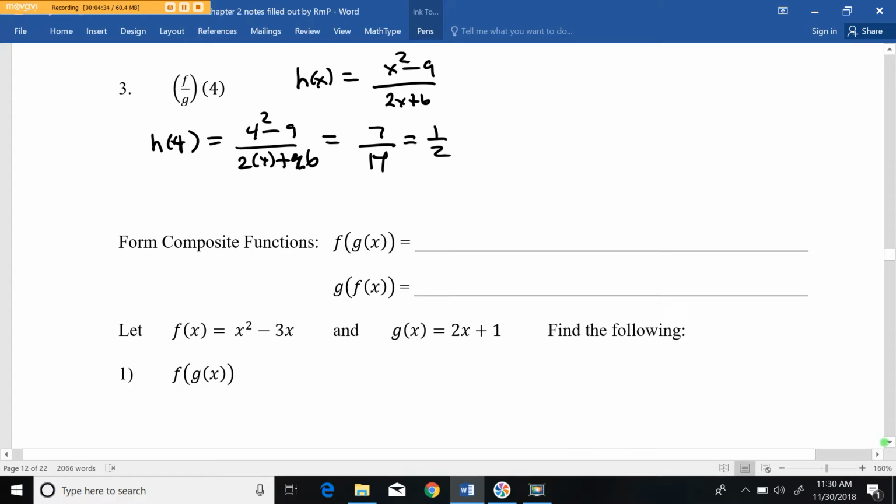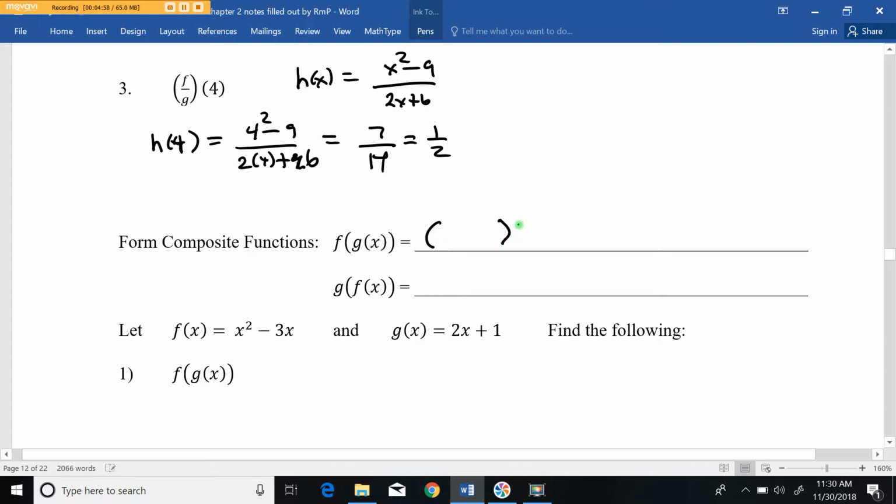Composition of functions. So now what we're doing is, well, let me back up. What this reads is f of g of x. And what that means is we're going to take g of x and put it into the function called f. The function g was 2x plus 6, and f is equal to x squared minus 9. So here's what that's going to look like.